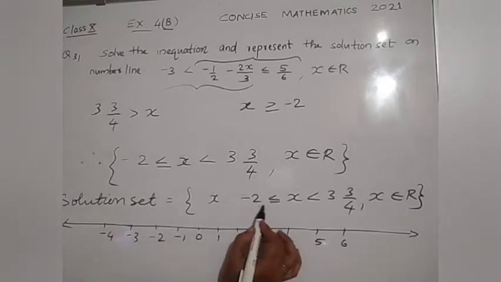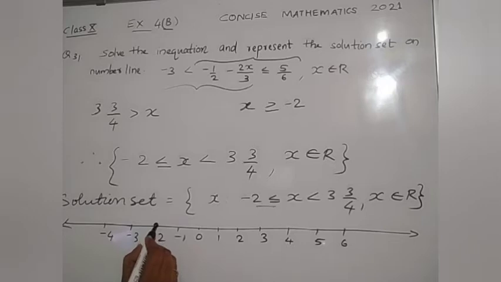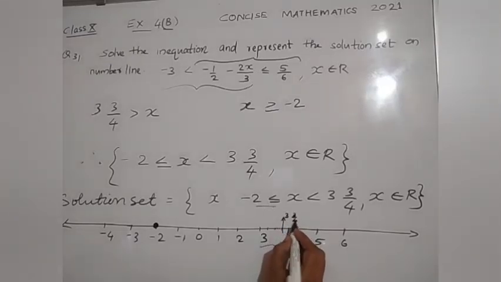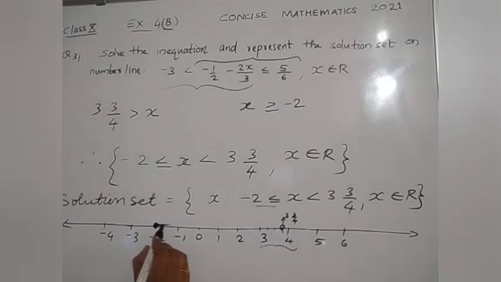First you have to draw a number line, and you can see the lower limit is minus 2 less than or equal to x. So we have to use a darkened circle at minus 2, and 3 by 4 is the upper limit. So we have to divide the portion between 3 and 4 into 4 equal parts. First part is 3 1 by 4, second part is 3 2 by 4, and third part is 3 by 4. Now that is marked by a hollow circle. At 3 by 4 we have to mark a hollow circle and shade the region from minus 2 to 3 by 4.